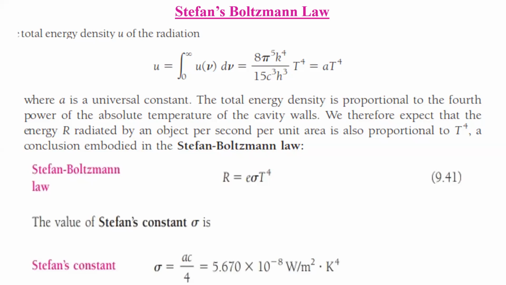And this is known as the Stefan-Boltzmann law. The Stefan-Boltzmann law can be expressed as R is equal to E sigma T to the power 4. And obviously you can then calculate the value of Stefan's constant. The Stefan's constant sigma is equal to AC by 4, and you can numerically calculate these values.